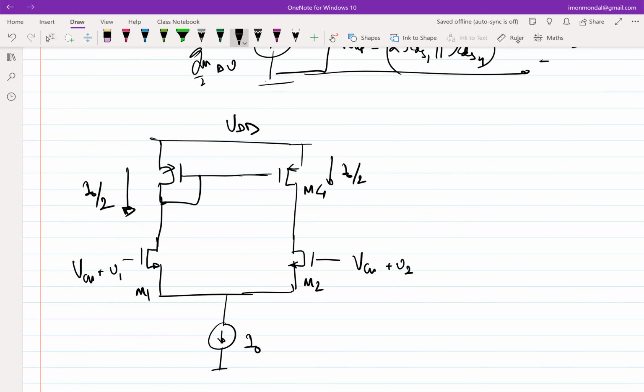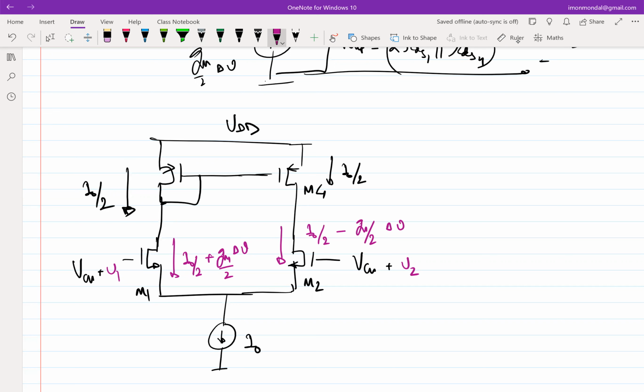So now let's apply an input, in the sense that we apply V1 and V2. Let's do the same thing. What is this current? I naught by 2 plus GM1 delta V by 2. Correct? What is this current? I naught by 2 minus GM1 by 2 delta V.